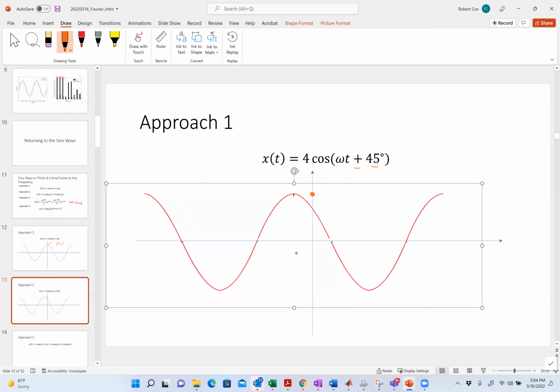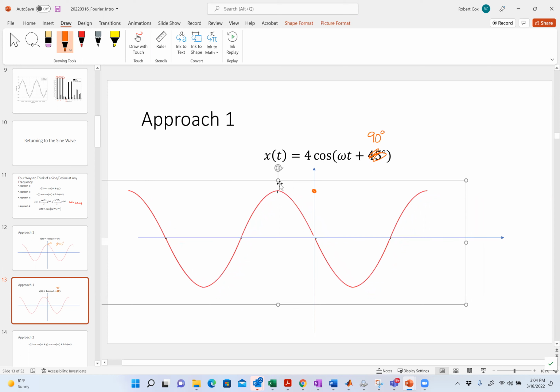What would happen if I said it was 4 cosine omega t plus 45 degrees, or sorry, plus 90 degrees? Let's make it 90 instead. You should be able to tell me exactly where to put that. Right in the middle, like that, right? Why right in the middle? If I shift it by 90 degrees, well, close. I've made it a minus sine wave. If I look at this picture right here, what I've turned this into is minus 4 sine omega t. How do I know it's minus? Because it's going down first.